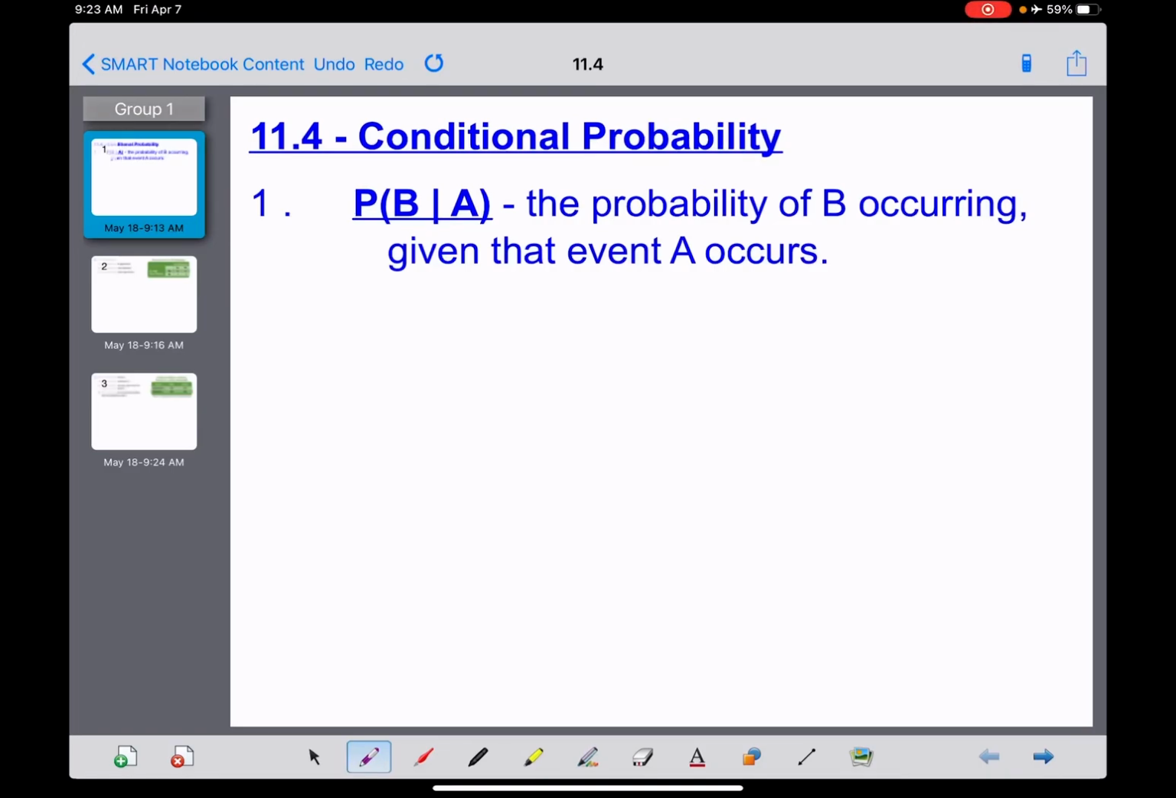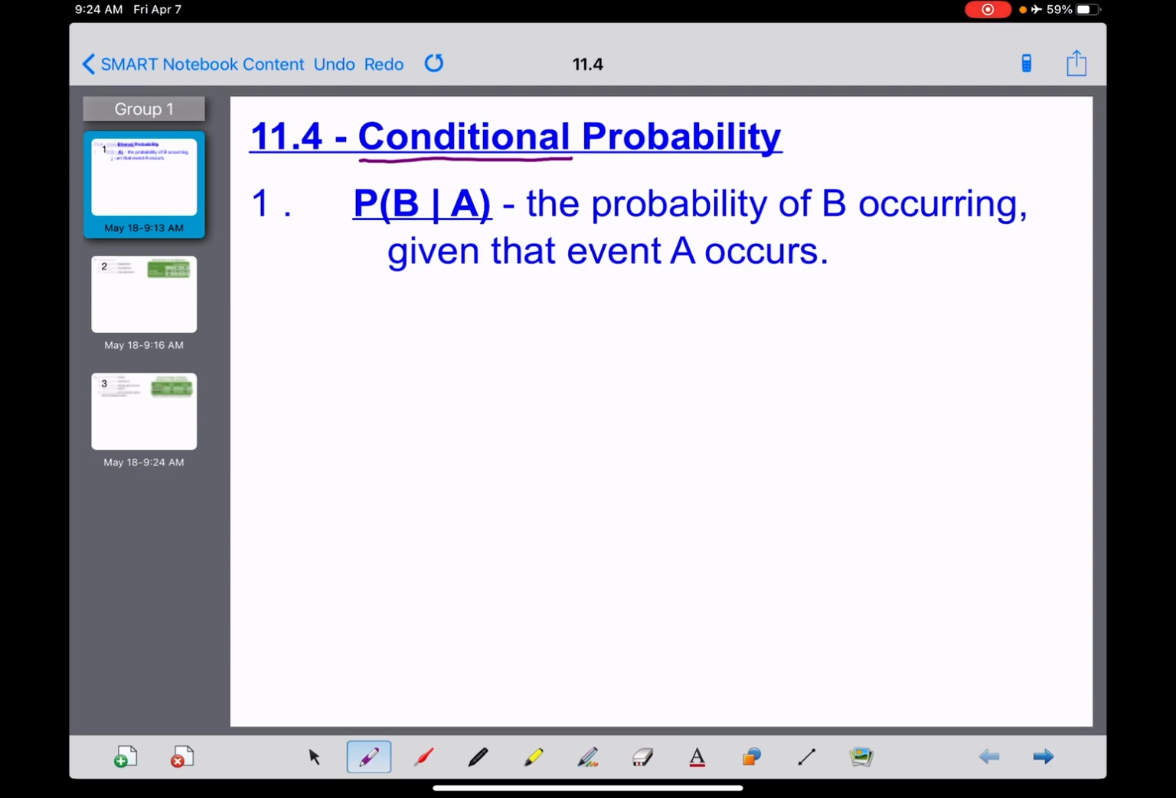Okay, Algebra 2, 11.4 is just one short little section that's a minor extension of what we've been doing with probability in the last two. This is called conditional probability, which asks us to look at the probability of an event happening, knowing that something else either has or has not happened ahead of time.